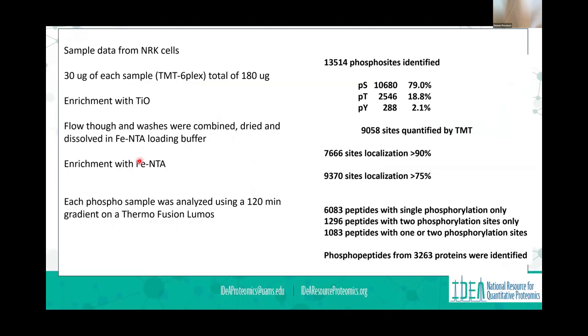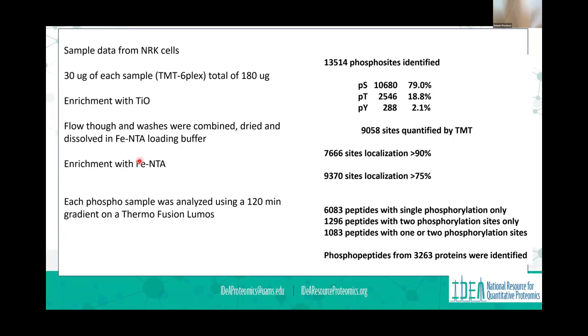I'll get to a figure that shows this in just a minute. So here's an example of some of the data that we see, and this was from actually a pretty small sample input, 30 micrograms of each sample in a TMT 6-plex. That's how old this data is. And we identified 13,000 phosphosites, about 80% serine, 20% threonine, about 2% tyrosine.